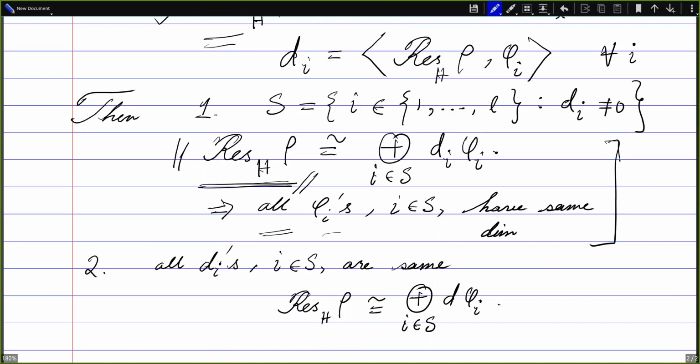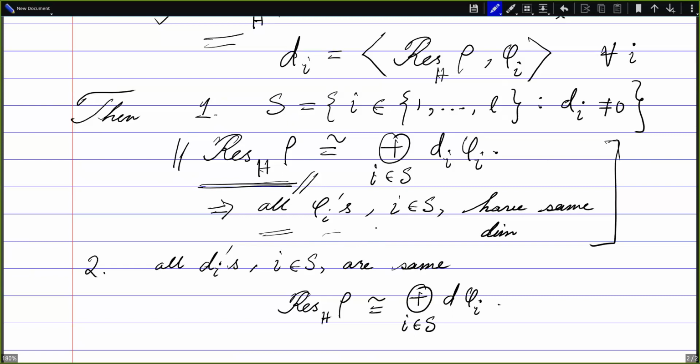So there could be reducible representations, that is phi i's, which do not even occur, which may not even be contained in this restriction. So the second thing it says is that all the irreducible representations of H which are contained inside this restriction will have the same number of occurrences.